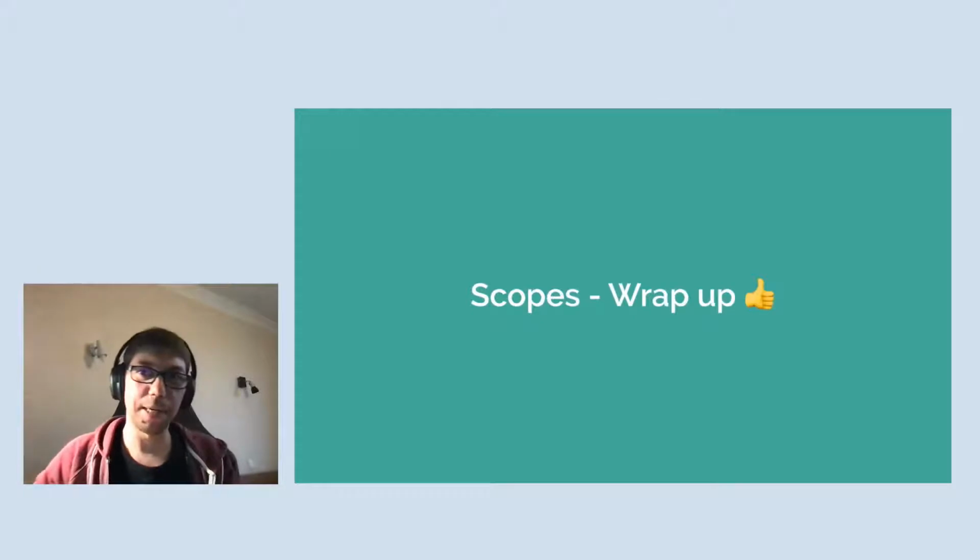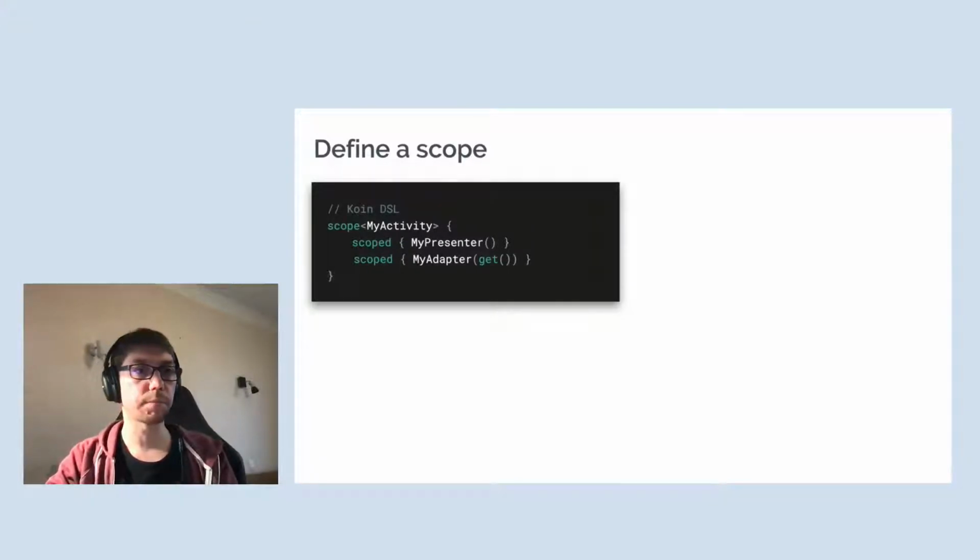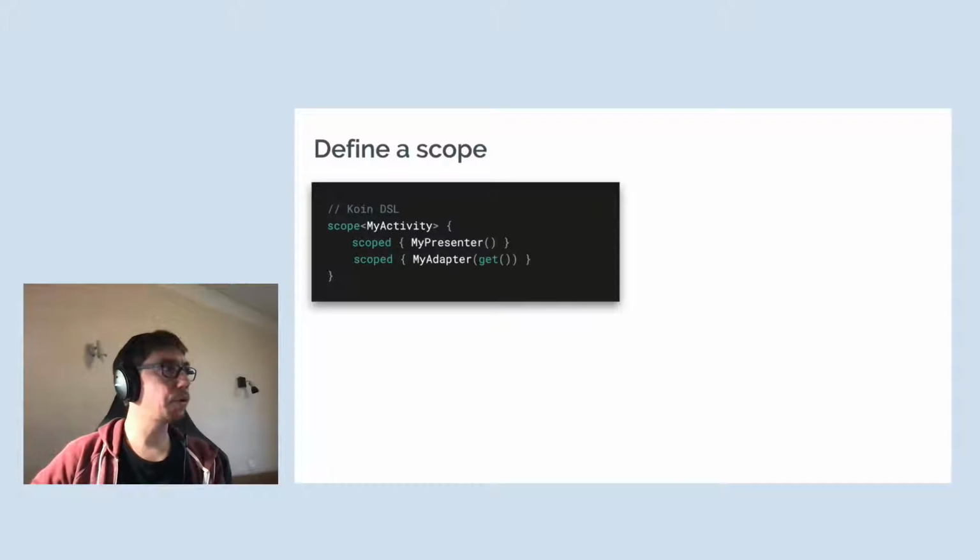Yeah, scopes. I believe it's a hard topic, as I was saying. Let's wrap up a bit. How do you define a scope in Koin? It is just a dedicated section for the given type where you are declaring components that will be held for this duration of time. Here we want to declare things inside the scope of my activity. You can avoid using scopes if you are just using factories.